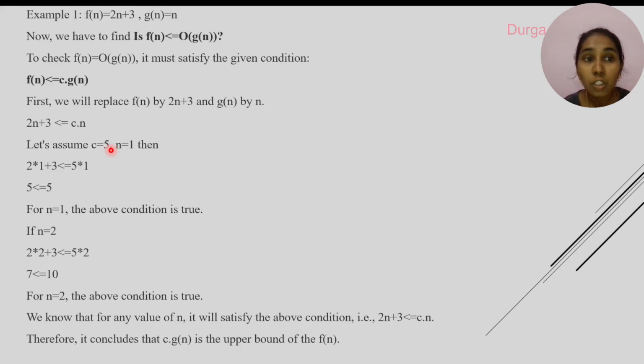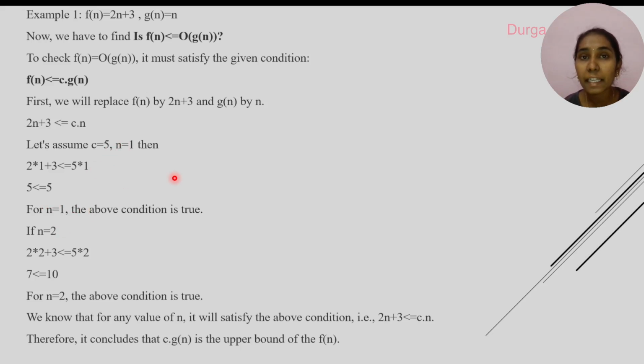c value is 5. In this condition, c value is 5 and n value is 1, so 2 into 1 plus 3 is less than or equal to 5. So 5 less than or equal to 5. This condition is true. So we are proving f of n less than or equal to order of g of n when the constant value is 5. If we take constant value 6, it will also be true. If we take 7, also true, 8 also true, 9 also true.